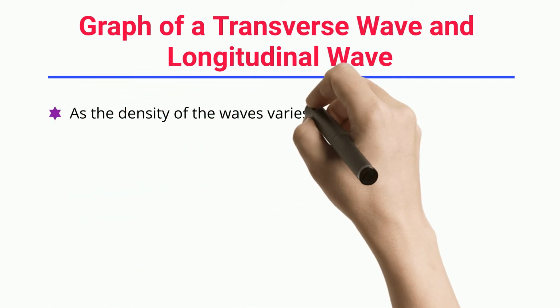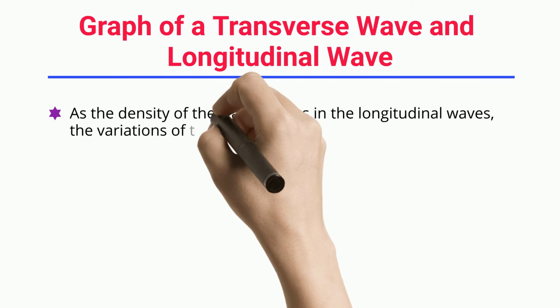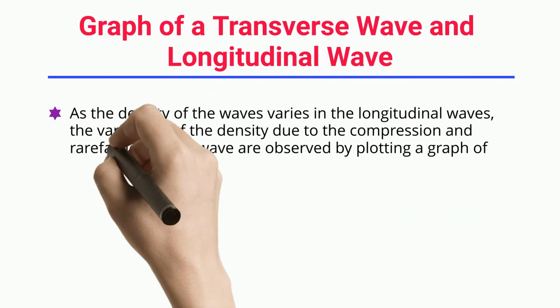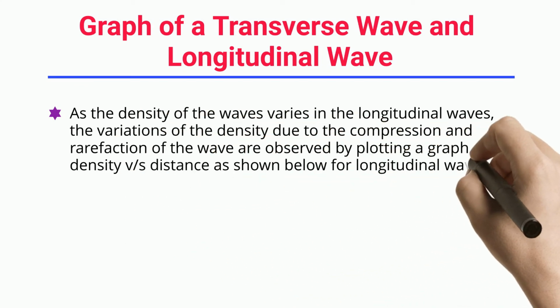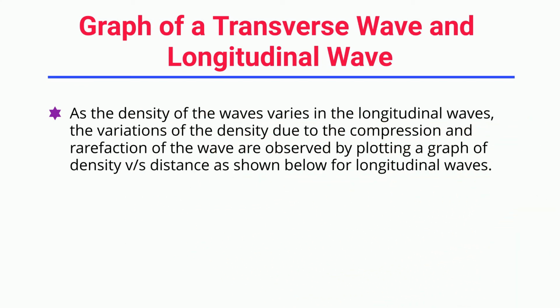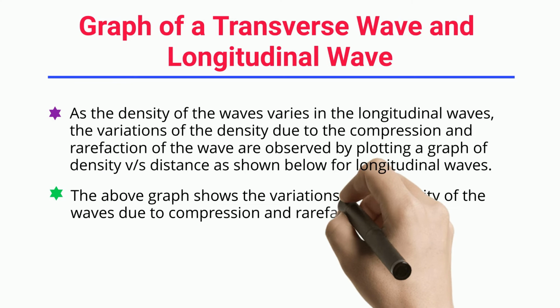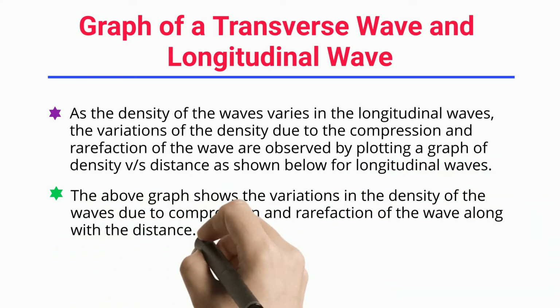As the density of the waves varies in the longitudinal waves, the variations of the density due to the compression and rarefaction of the wave are observed by plotting a graph of density versus distance, as shown below for longitudinal waves. The above graph shows the variations in the density of the waves due to compression and rarefaction of the wave along with the distance.